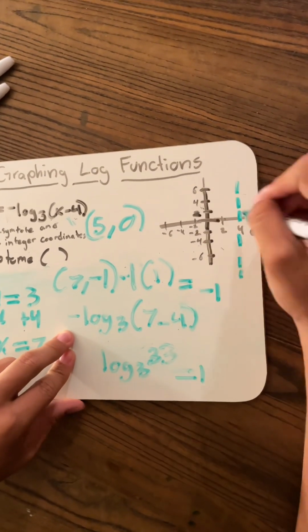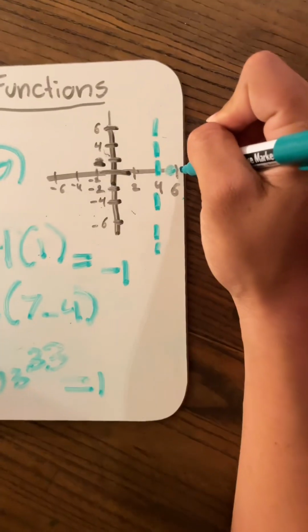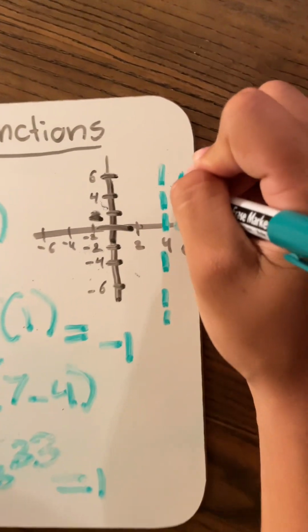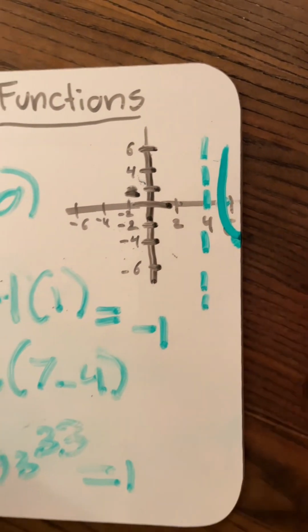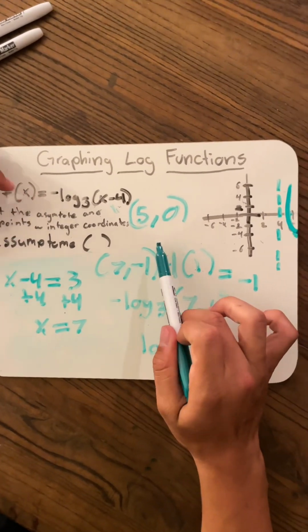So you locate the 7 on the x-axis. It should be over here. And then minus 1, you go down once. And then it should be something like that. And it goes on forever. These are our points in this example.